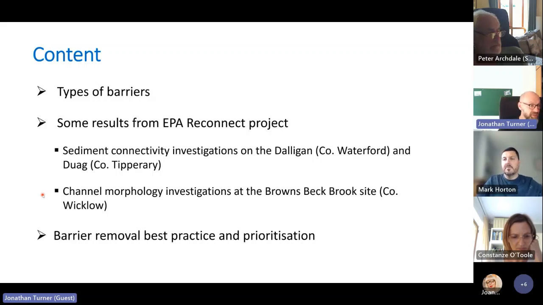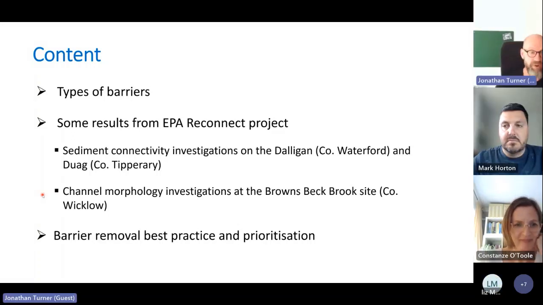Then Constanza asked me if I could briefly talk a little about barrier removal best practice. I'm not sure if I'm necessarily the best person to talk about that, but I'll give my thoughts on this from a hydromorphological perspective, and also touch upon conversations that are being had around prioritization for barrier removal as well.